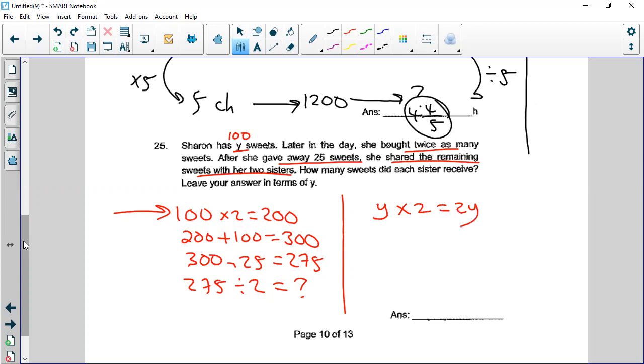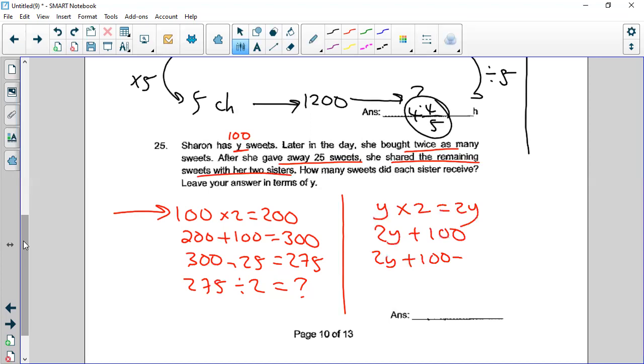Okay, what's the method here? Copy the steps on the left side. And then later you have to do what? You have to plus 100, right? So 2y plus 100. Okay, copy the step. So the second step is plus. And then what's the next step? You have to minus. So you take 2y plus 100 minus what?